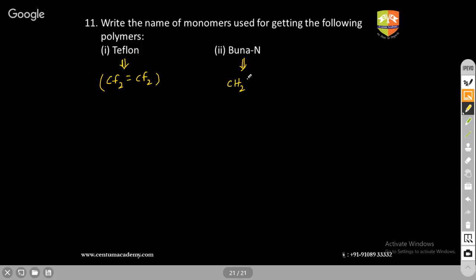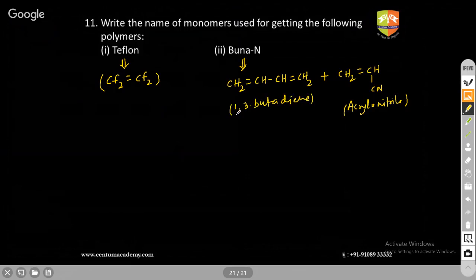1,3-butadiene, which is nothing but CH2 double bond CH, single bond CH, double bond CH2. 1,3-butadiene and acrylonitrile. Right? Acrylonitrile is CH2 double bond CH and then CN here. So this is acrylonitrile and this is 1,3-butadiene. This is tetrafluoroethene. Ethene, ethylene. Okay.